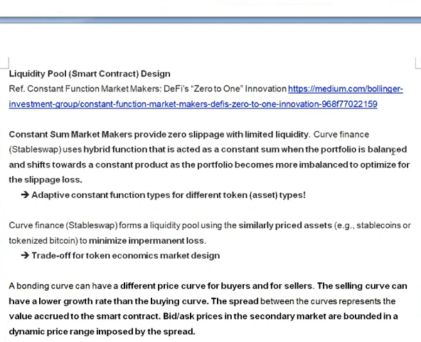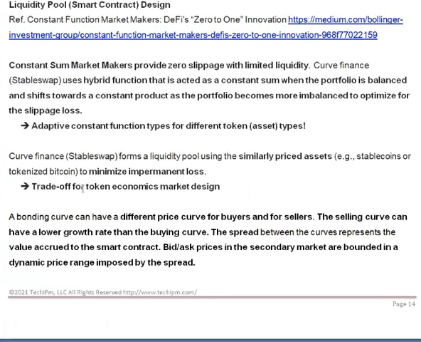balancing between the 2 tokens. The function shifts towards a constant product as the portfolio becomes more imbalanced, optimizing for slippage loss. So this is a design parameter you should know about: an adaptive constant function type for different token asset types. Keep that in mind.